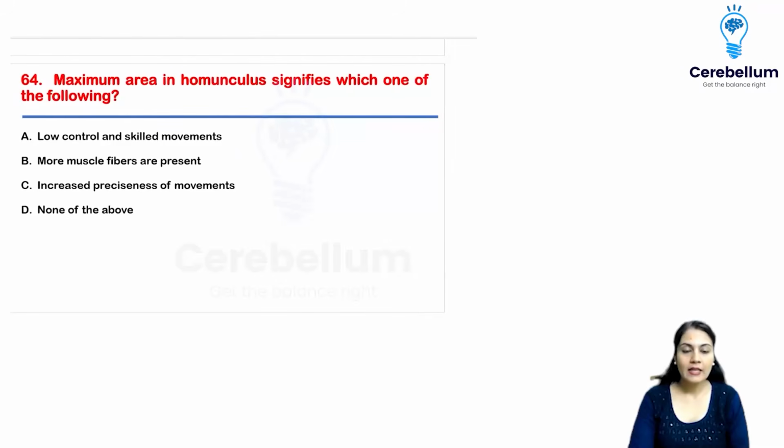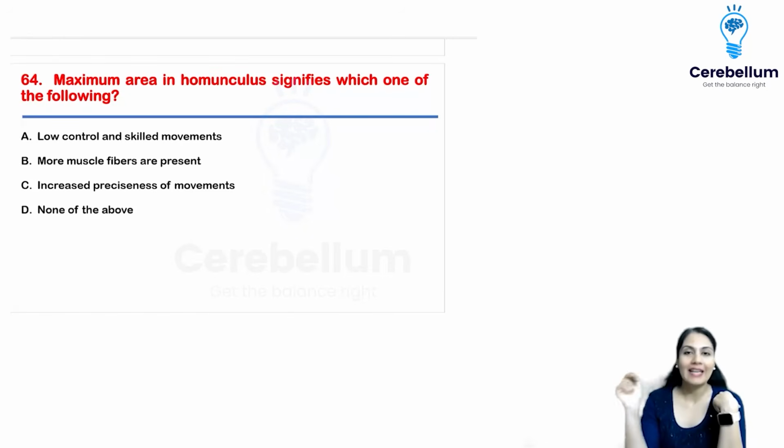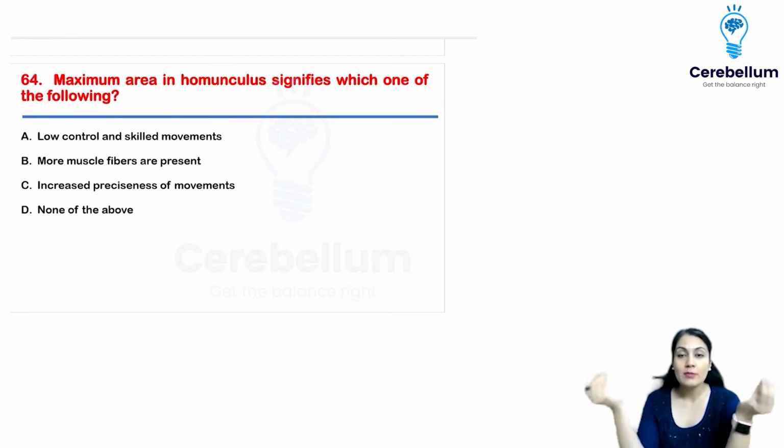Let's move on. Maximum area in the homunculus signifies which one of the following? What is homunculus? Remember, in the cortex, you have an upside down, distorted map of the body. It depends on how much you use that particular part. For fine skill, let's say you're doing a lot of writing nowadays, so this is your skill, right? Or you're driving or you're painting. What is going to happen? Your hand will be given more area to process because your brain thinks that you're doing it again and again. That means this work is important, right? On the other hand, for the hip and trunk, you don't do much. You're just going to use it for posture and balance, right?